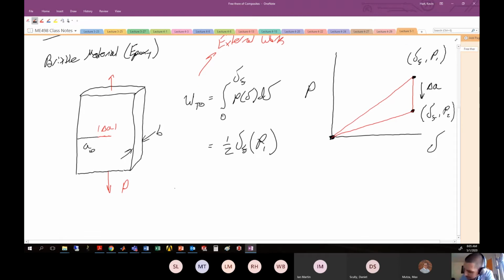And because our energy balance was something like the total work that went in must be balanced with the elastic energy plus the energy of fracture.